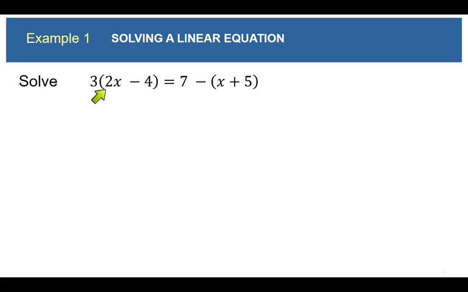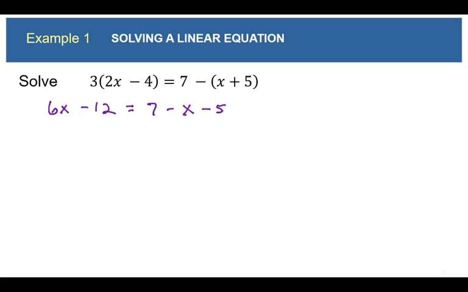Let's start off by distributing our coefficients. Here I'll distribute the 3. That will give us 6x minus 12. 3 times 2x is 6x, and 3 times minus 4 is minus 12, and then equals 7, and here we will have to distribute the minus, so minus x and minus 5. Okay, that's the first step.